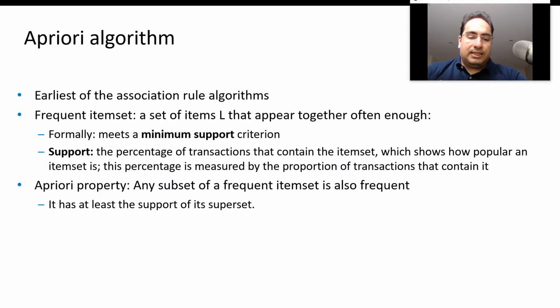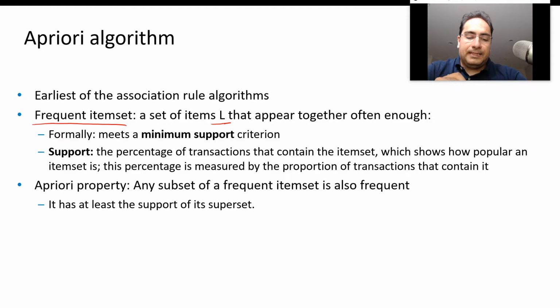So the Apriori algorithm itself has a set of steps. This algorithm finds the frequent item sets that you can find in your data set. We need to define a few things before we go forward. So what is a frequent item set? It's a set of items that appears together often enough.